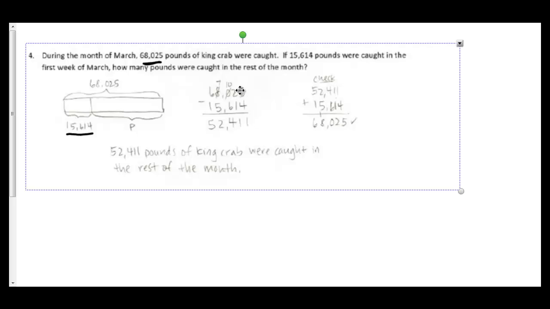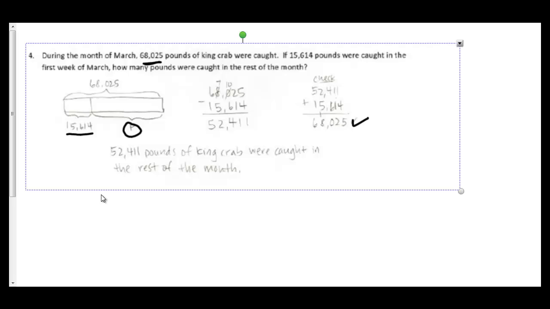I was ready to subtract in the ones and in the tens, but when I got to the hundreds, I wasn't, so I had to decompose. That's why I changed the 8 to a 7 and the 0 to a 10. Then I came back and checked by adding what I got for P to 15,614. Because I got my total, which is 68,025, I knew that my answer was correct. So 52,411 pounds of king crab were caught in the rest of the month. Your sentence did not have to be exactly like this, but it should have answered the question: how many pounds were caught in the rest of the month?